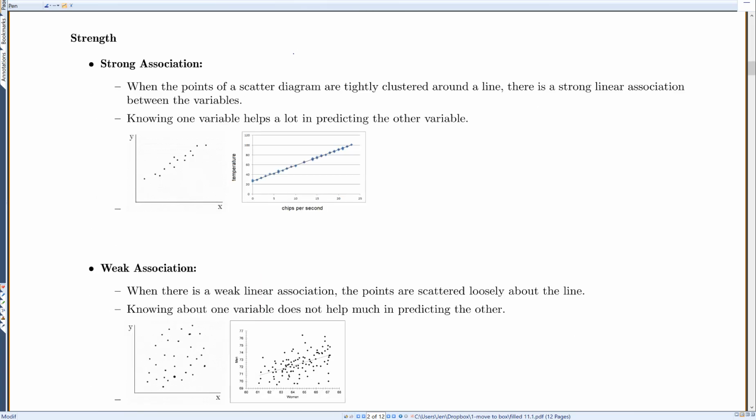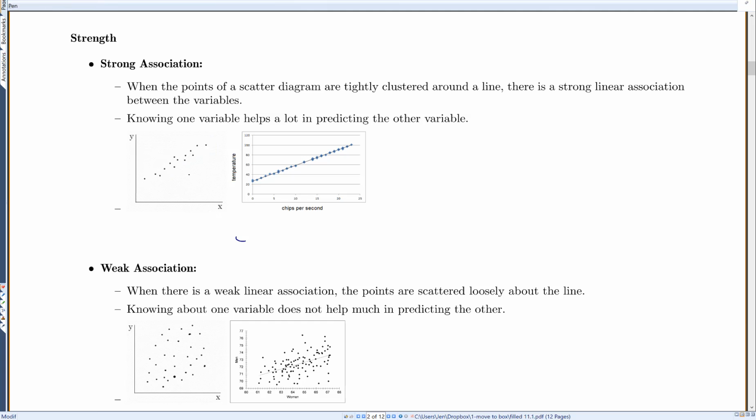So first, strength. We have a strong association when you have plots that look like this. Notice if I was to draw maybe a football around these, it's going to look like a pretty skinny football. Or if you were to draw a line through, the points are pretty close to the line. Okay, so if I was to erase this football and draw a line, you can see that the points are pretty close to the line. Or if you have a football, it's a pretty skinny football. This means that knowing one variable is going to help me a lot in predicting the other variable.